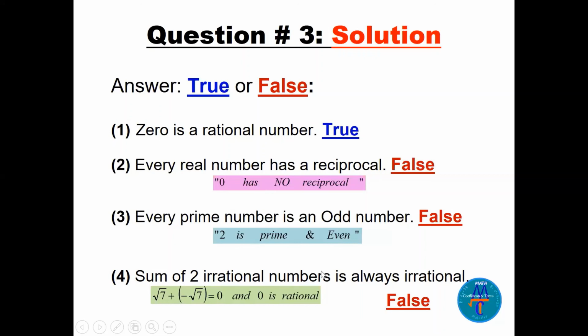Last one. The sum of 2 irrational numbers is always irrational. It looks nice, but it's not correct. Because if you take square root of 7 as an example, you have many other examples, square root of 7, you add to minus square root of 7. Both are irrational. When you add them, you get 0. 0 is rational. See, that's why it's false. You can take another example, pi, and then minus pi. Pi is irrational. Minus pi is irrational. When you add pi and minus pi, the answer is 0, which is rational.